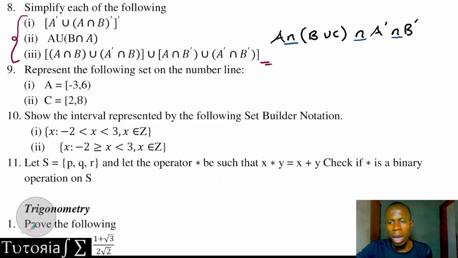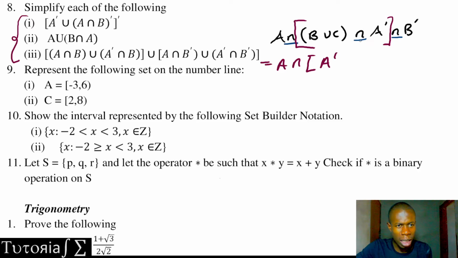Okay. So now for this part, we know that we can associate it. We can start with this part. We know that association can work here, and the commutative law can work here. So for this part, the commutative part can be written as A complement intersection B union C, and then intersection B complement. So commutative here can work like that.